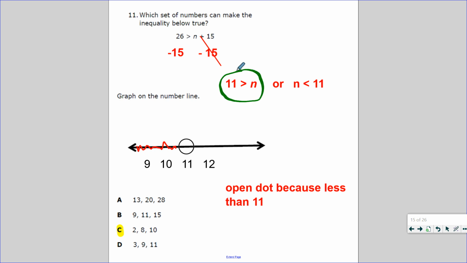Graph on the number line. We always like putting the n on the left side. Is n facing the left side or the greater side? This side is smaller. So another way to say 11 is greater than n is n is less than 11. So it is an open dot, and you highlight the numbers that are less. And which numbers are less? 2, 8, and 10. 13 is more, 15 is more, but 11 is not less. That's the same thing. So that's why C is the only one that makes sense.